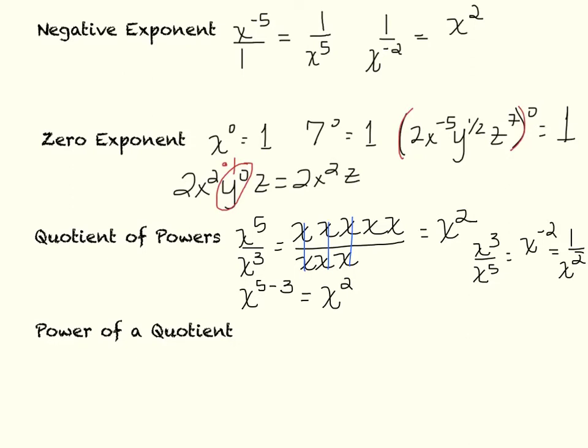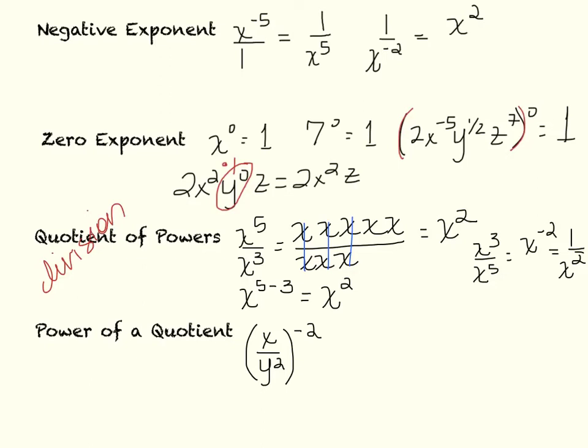Okay, power of a quotient. Okay, last one. This is a quotient, which is division. Okay, let's make sure we understand that's division. This is a quotient to a power.